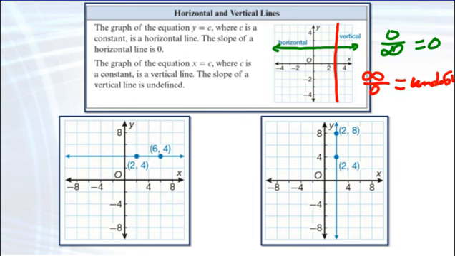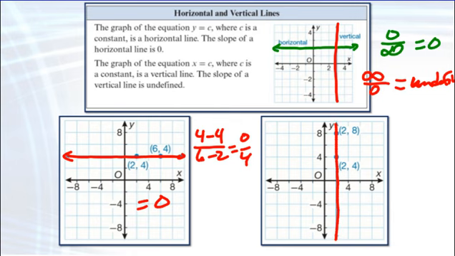For this one, this first example, since I have a horizontal line, this would have a slope of 0. We could check it by just doing the change in my y. So 4 minus 4 divided by 6 minus 2, this would give us 0 over 4, which is still 0. Here I got a vertical line. This is undefined. Because my run is 0, I can't divide by 0.